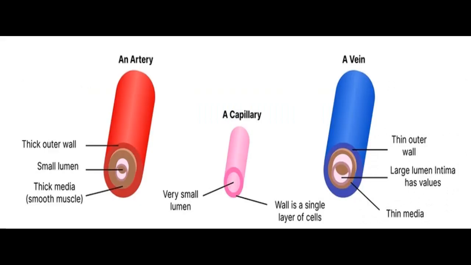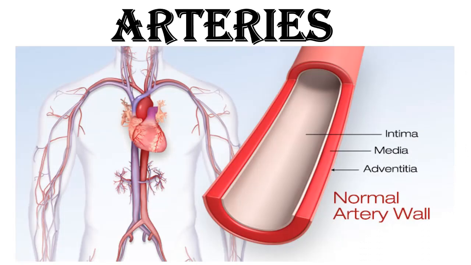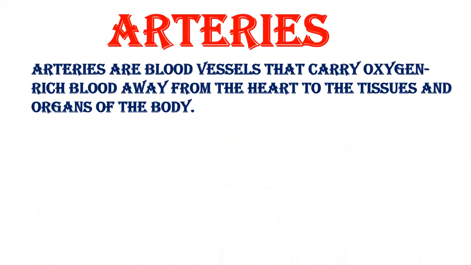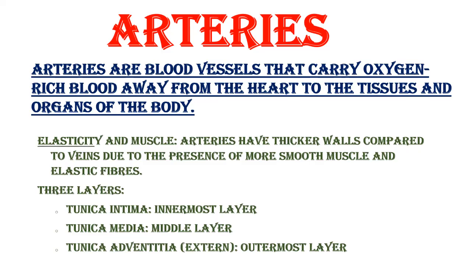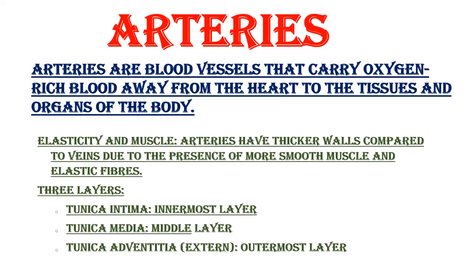Arteries. Arteries are blood vessels that carry oxygen-rich blood away from the heart to the tissues and organs of the body. Arteries have thicker walls compared to veins due to the presence of more smooth muscles and elastic fibers. And it is divided into three layers, that is tunica intima, tunica media, tunica adventitia.